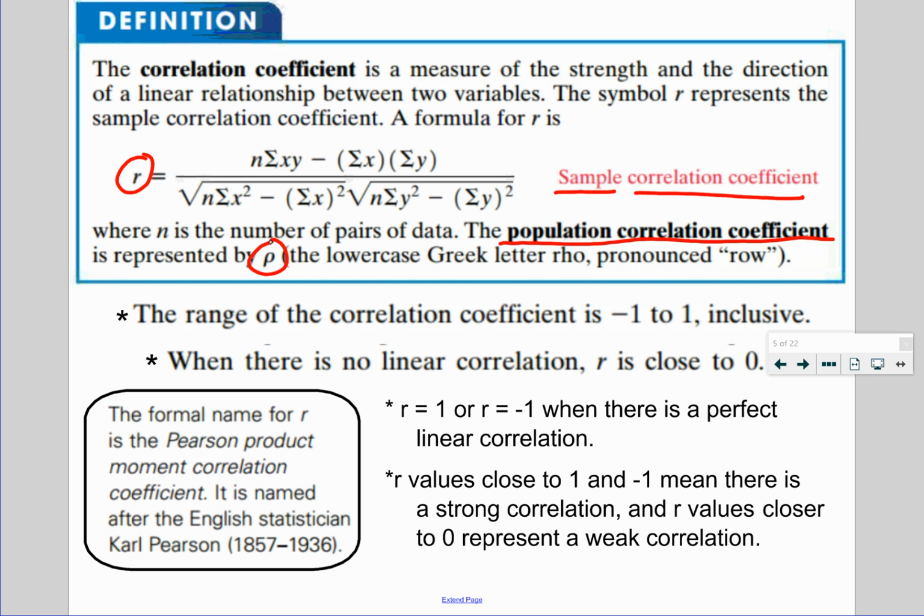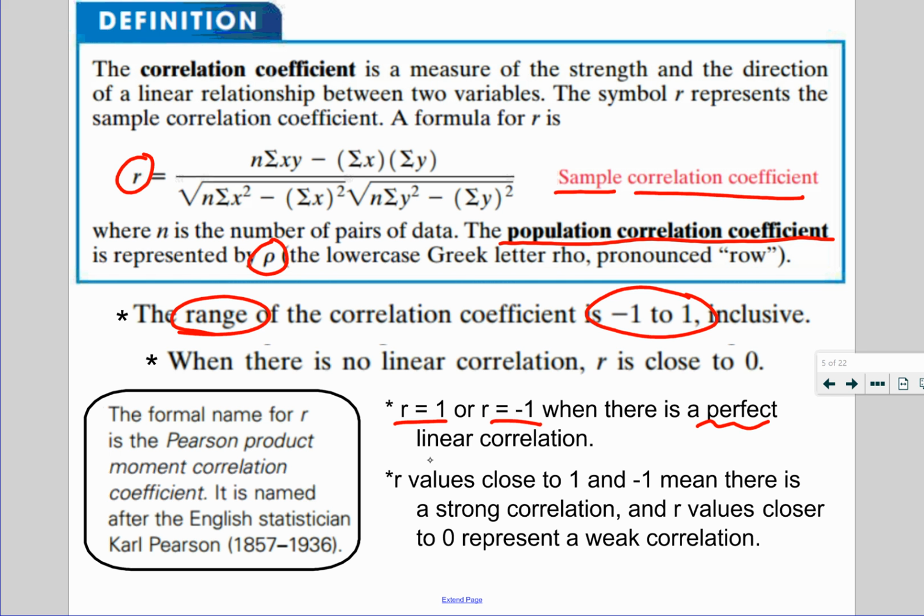R values will range from -1 to 1. So the biggest R value you can have is a positive one. The smallest R value you can have is a -1. +1 and -1 represent perfect linear correlation. If it's a +1, it's a perfect positive correlation.